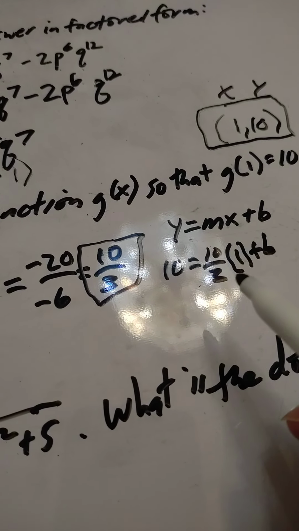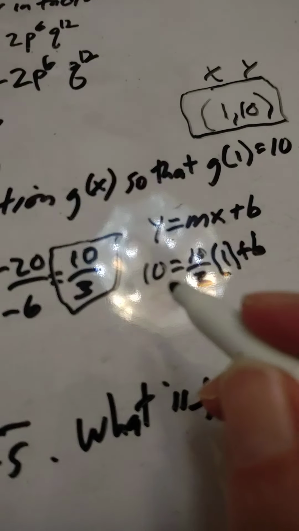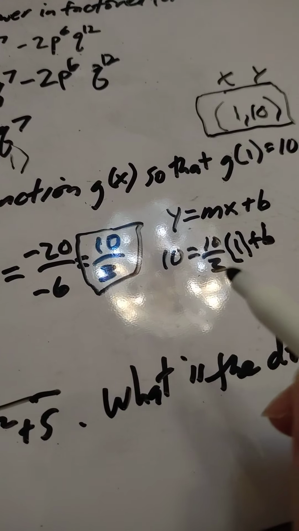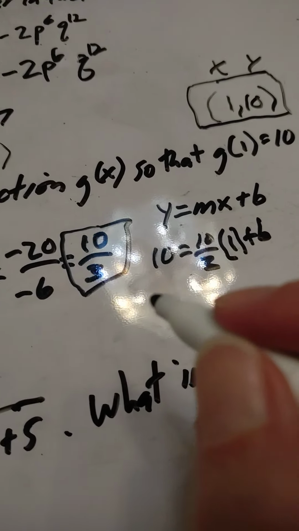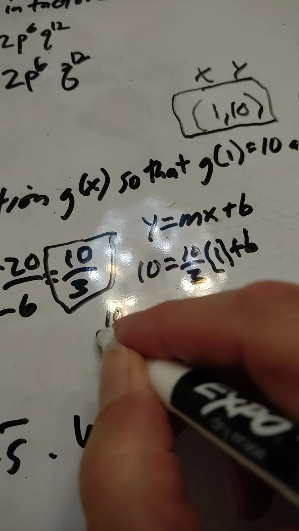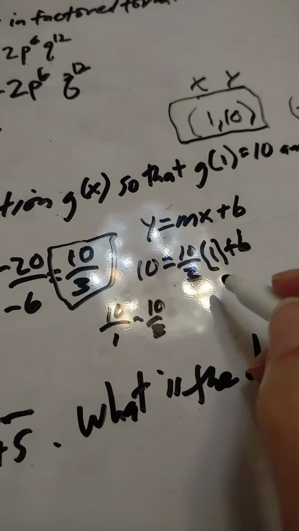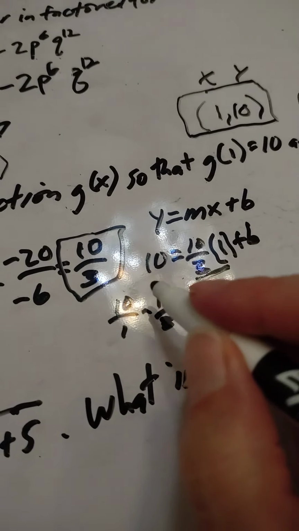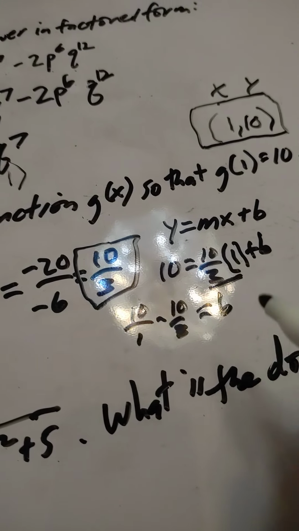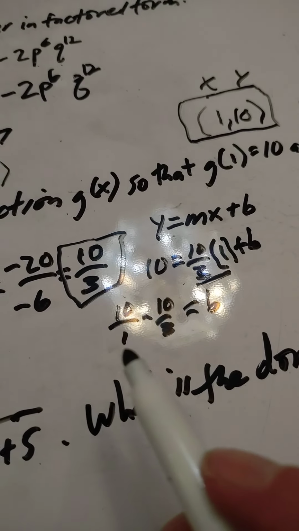So subtract 10 thirds from each side. I want to get a common denominator. So what's 10 minus 10 thirds? Think of 10 as 10 over 1. So 10 over 1 minus 10 thirds. Subtract 10 thirds from each side to get b by itself. So 3 is my common denominator, so 3 is my LCD.